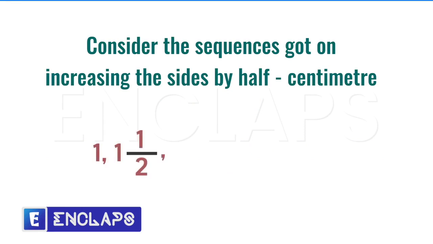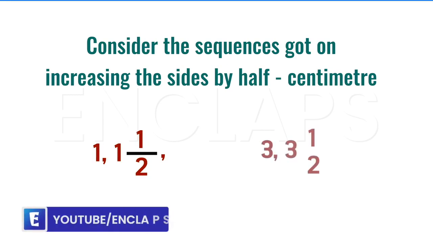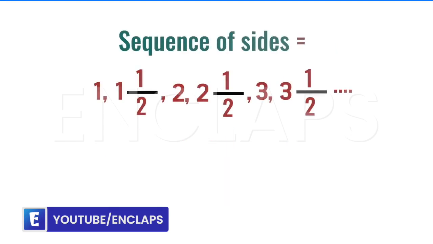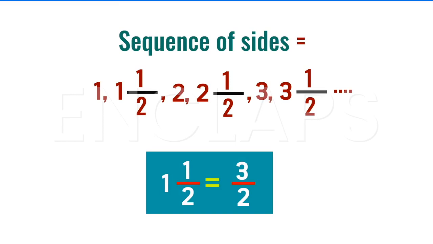Now let us consider the squares got on increasing the sides by half centimeter. The sequence of sides of the squares can be written as 1, 1 1/2, 2, 2 1/2, 3, 3 1/2 etc. Now to find the algebraic form, let us convert these mixed fractions into simple fractions. To convert a mixed fraction to a simple fraction, multiply the denominator with the whole number and add the numerator. So the simple fraction of 1 1/2 is 3/2.